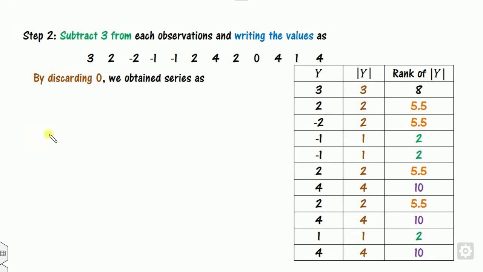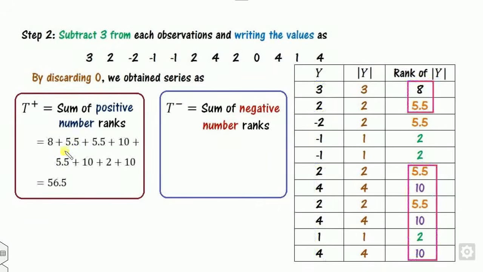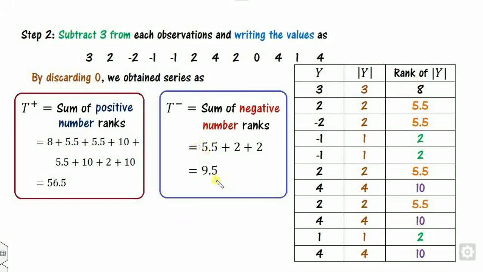Once you compute the ranks, we define T positive and T negative. What is T positive? These two numbers and these 4 are there. The corresponding ranks are this and the first 2. So this will be 8, 5.5 and so on. What is T negative? The remaining ones: 5.5, and the remaining 2 plus 2. So you will get 9.5 as T negative.